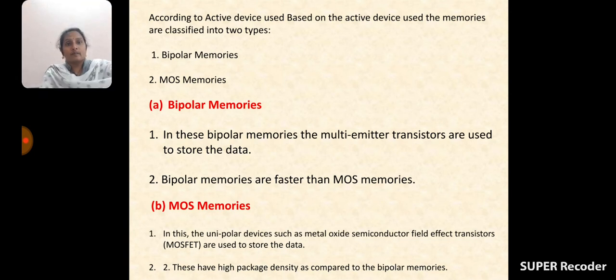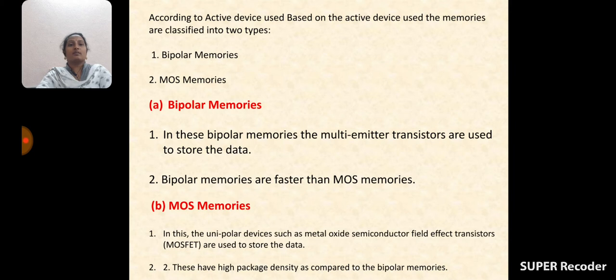according to the active device used in the memory, meaning which devices are used to make the memories, memories are classified into two types. What are the two types? Bipolar memories as well as MOS memories. What is meant by bipolar memory?